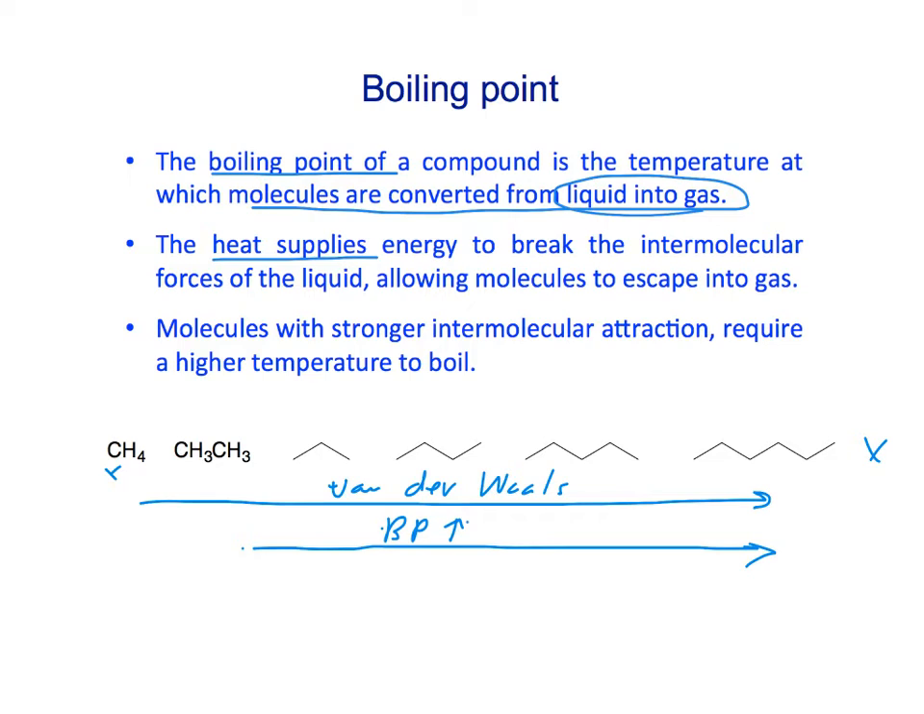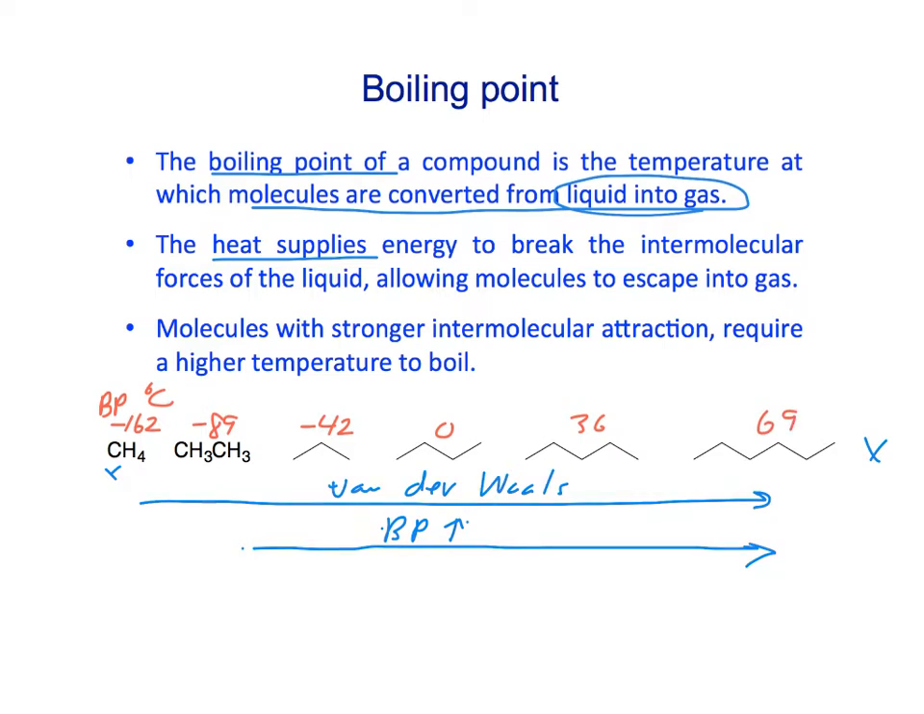So let's write out what the actual boiling points are. I'll write them up above here in degrees Celsius. If we start with methane, this has a very low boiling point of minus 162 degrees Celsius. Ethane is minus 89, minus 42 for propane, 0 degrees for butane, 36 for pentane, and 69 degrees for hexane.